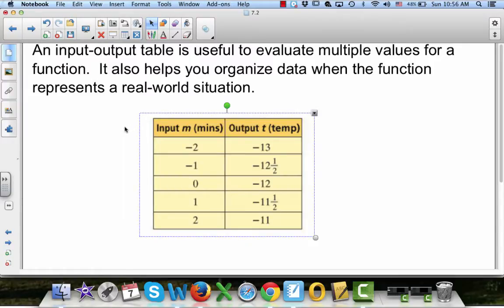Now, an input-output table is useful to evaluate multiple values for a function. It also helps you organize data when the function represents a real-world situation. This is an input-output table. You have inputs of -2, -1, 0, 1, and 2. And when you put in -2 into the function rule, out comes negative 13. When you put in negative 1, out comes negative 12.5. And so on. So this is an input and output table. It's called that because you have the input side and the output side. Now let's look at how you get one.